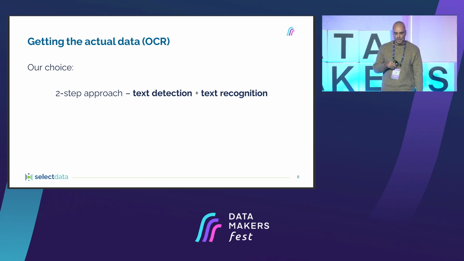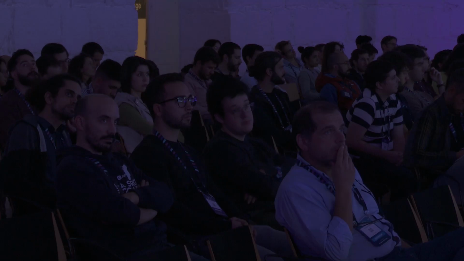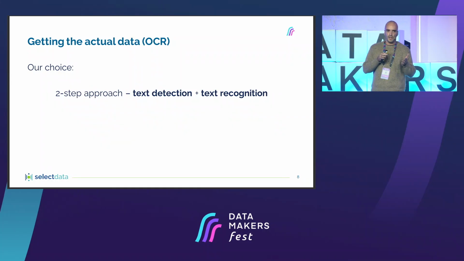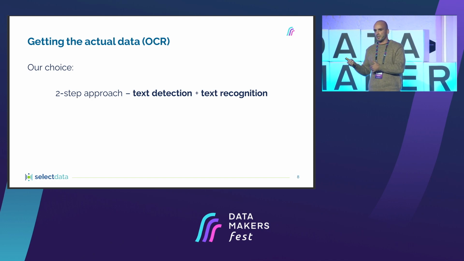But in our specific case, we decided to go with this two-step approach, which basically focuses on, first of all, detecting where in the document the text is, and then after those regions are detected, we perform the recognition using a second step or a second model.